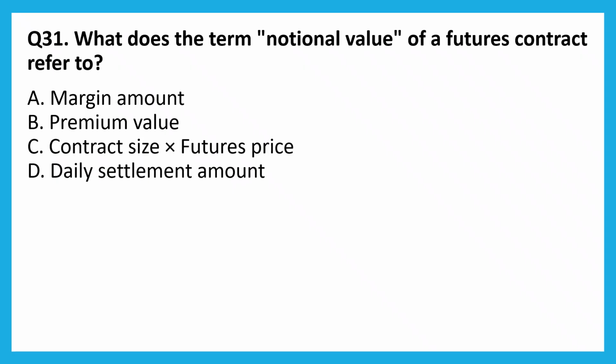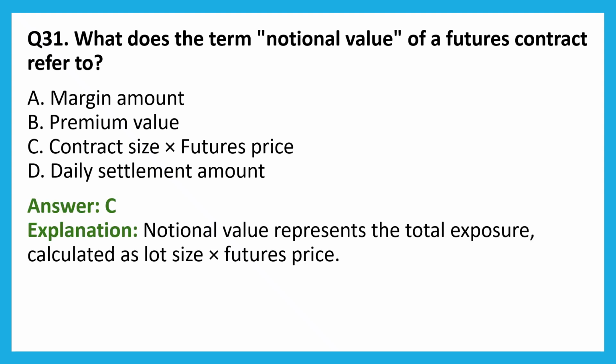Option C, contract size into futures price. And option D, daily settlement amount. Correct answer is option C, contract size into futures price.